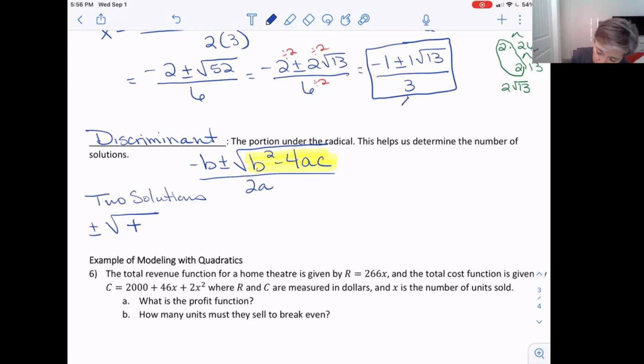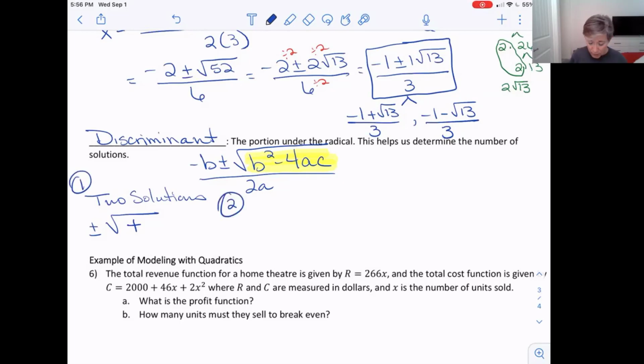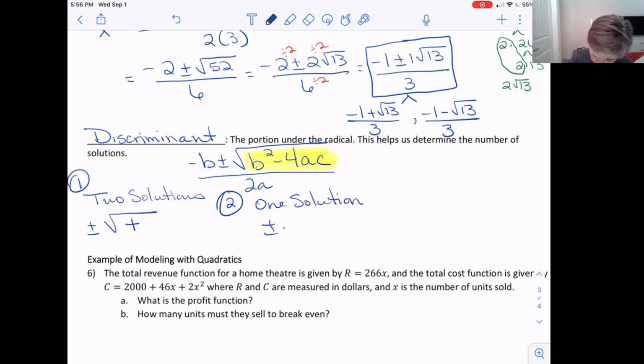Just like this problem up here, that plus or minus represents two numbers, -1 plus the square root of 13 over 3, and -1 minus the square root of 13 over 3. So if that number inside is positive, then we have the two solutions. So that's one possibility. The second possibility, if there's one solution, is if that discriminant equals 0. The square root of 0 is 0. So if you add a 0 and subtract a 0, you still get the same number. It doesn't change. So you'll only get the one number.